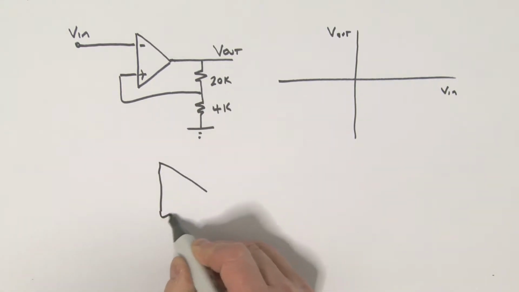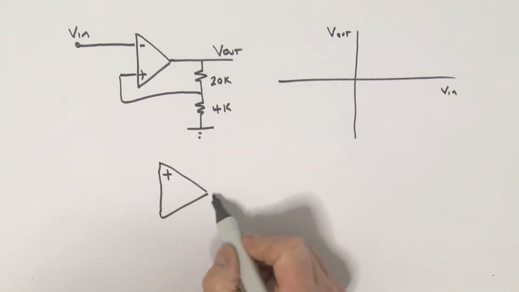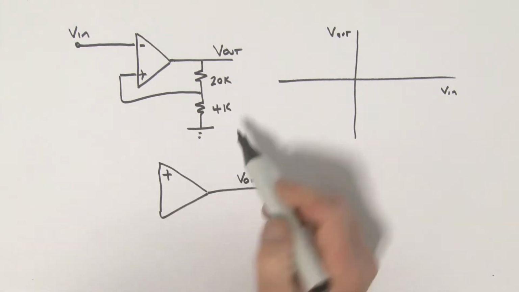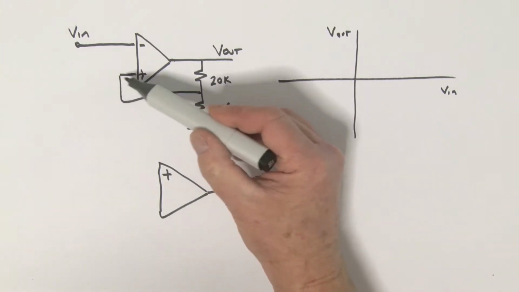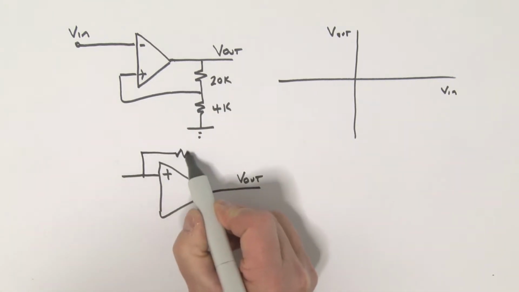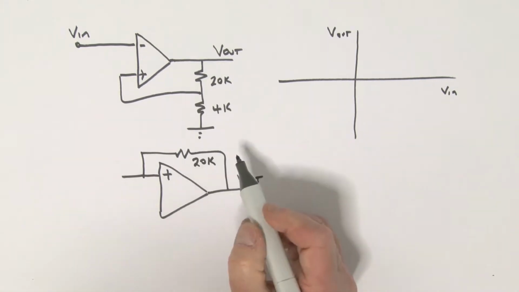Here is the op-amp itself. Here is my non-inverting input. Now let's have a look at what's connected really to the non-inverting input. This is the output voltage sitting here. Well, look, from the output to the non-inverting input, what do we have? We have a 20K resistor. So let's go ahead and put that guy in. There it is. That's my 20K resistor.